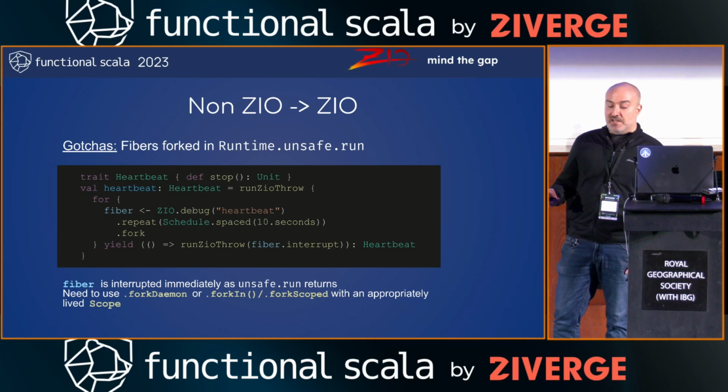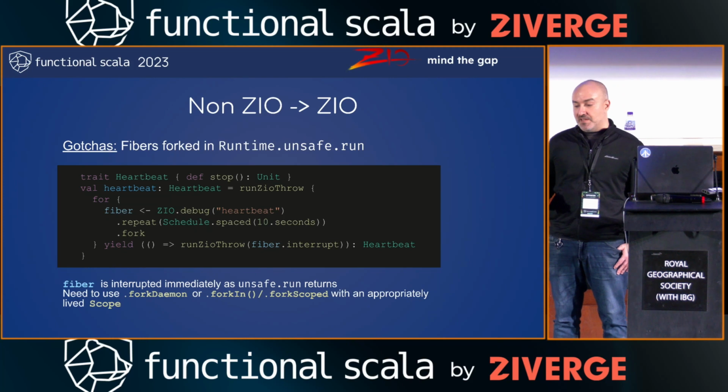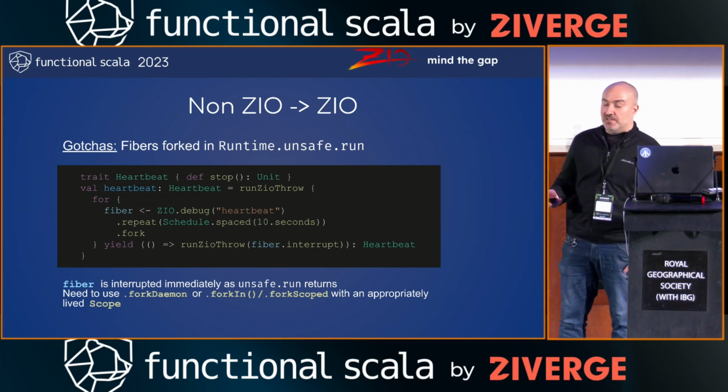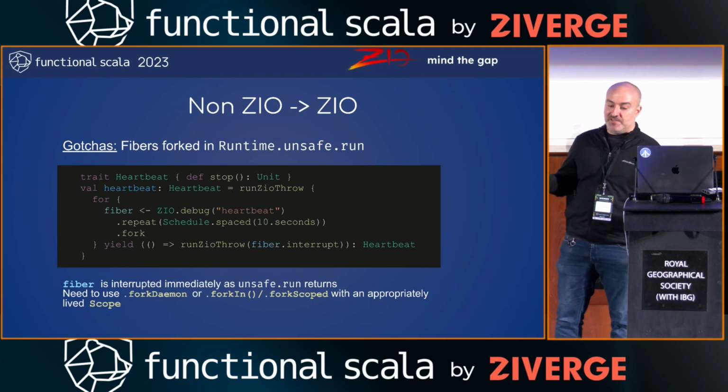So a gotcha about this unsafe run: let's say you have some kind of fiber that you want to start in your unsafe run, but you want to return a value to your caller that maybe controls this fiber, or is unrelated to the fiber, but your fiber needs to keep running. Here I have this example where I'm creating this trait called Heartbeat, which will print heartbeat every 10 seconds, but you can stop it by calling stop.